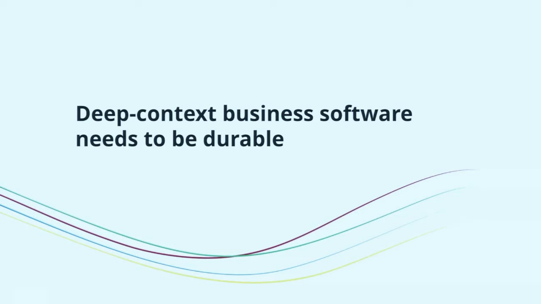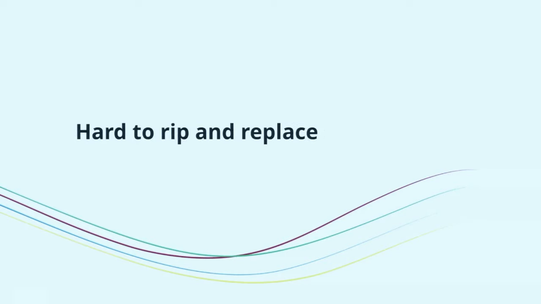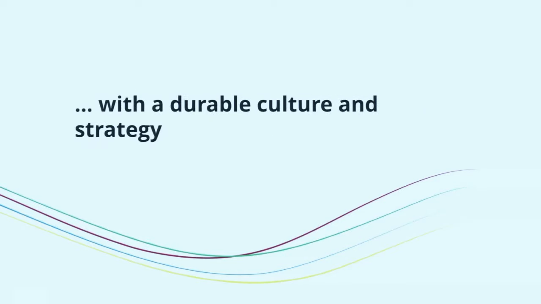For that, the software needs to be durable because you've taught the software a lot of your context. The software has learned a lot about your context. And it's really hard to rip and replace, right? Not only the expense, but a crucial knowledge capital is lost if you have to throw away the software. And so durable business software needs a durable company. And that's something that we have built a business model around, with a durable culture and strategy.